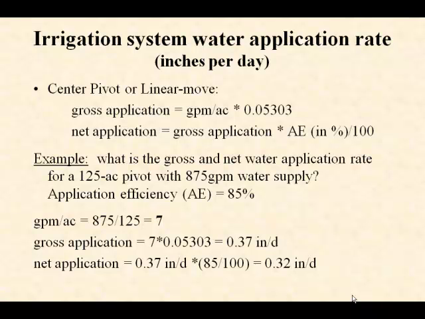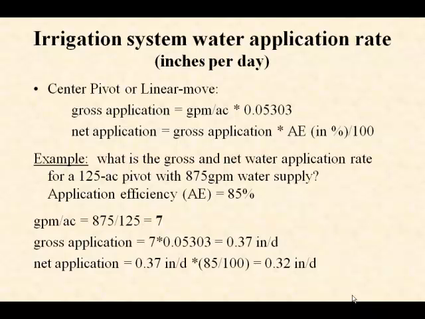So in this example, we say what's the gross and net water application rate if you have a 125 acre pivot with 875 gallons per minute water supply. The application efficiency, we would say, is 85%. So gallons per minute per acre is 875 divided by 125, 7 gallons a minute per acre. The gross application is 7 times this magic number, or 37 hundredths of an inch per day. But we can't use all of that. Our net application then is 37 hundredths of an inch per day times 85% divided by 100, or 0.85. 37 hundredths of an inch times 0.85 gives you 32 hundredths of an inch per day that you could actually count on using from that center pivot.